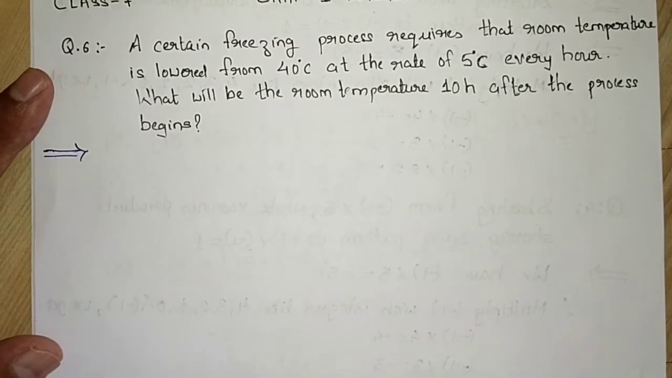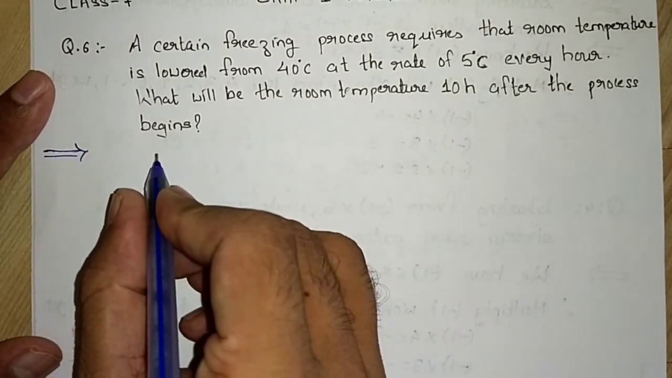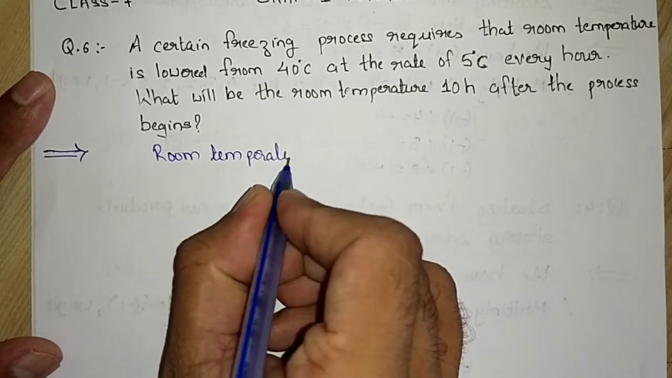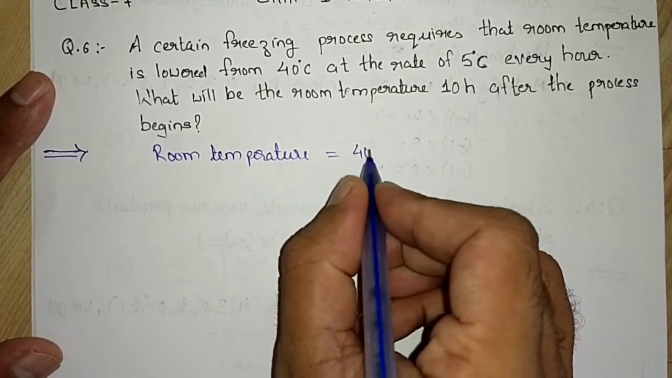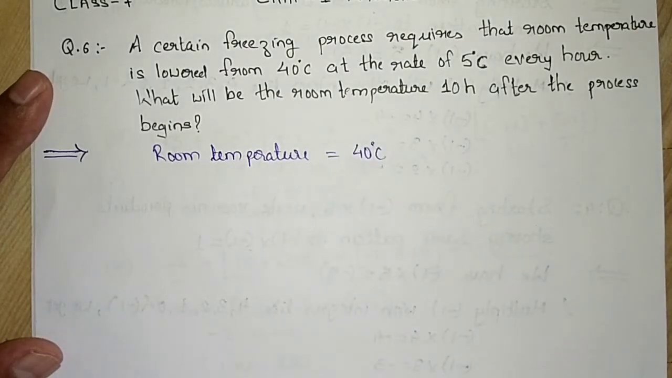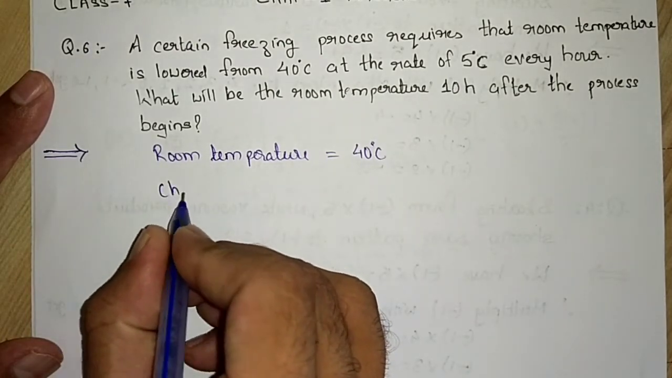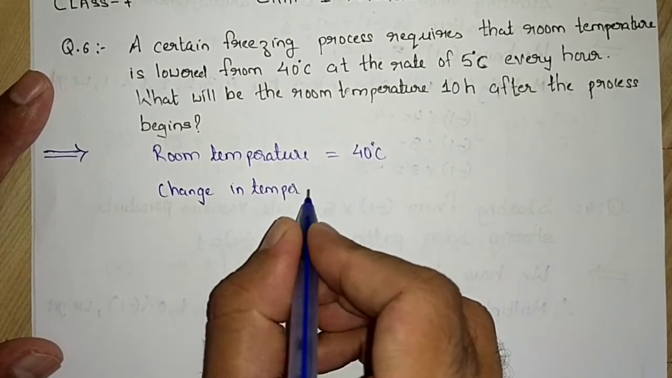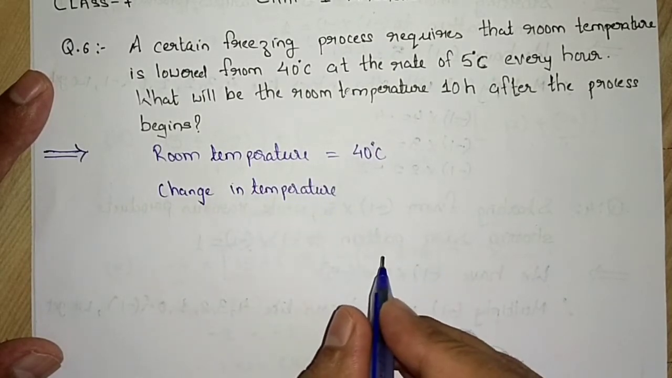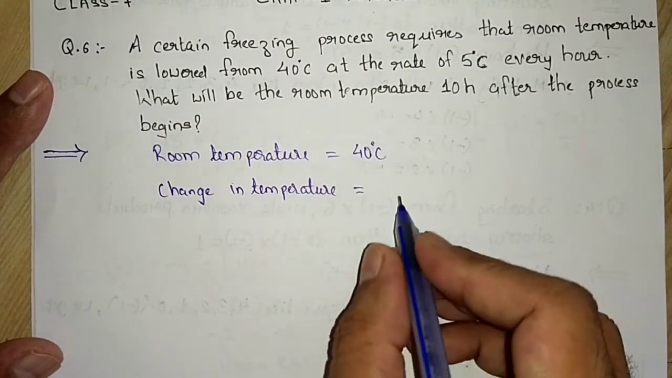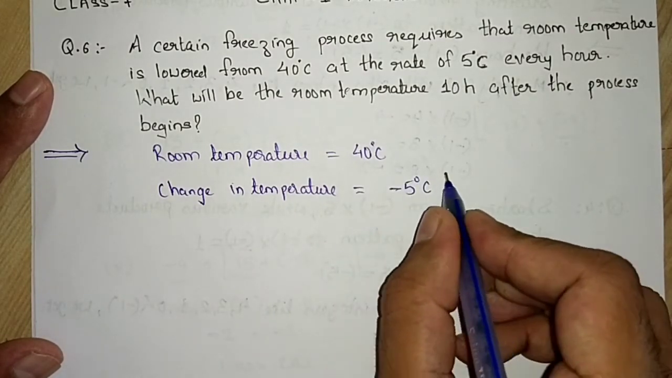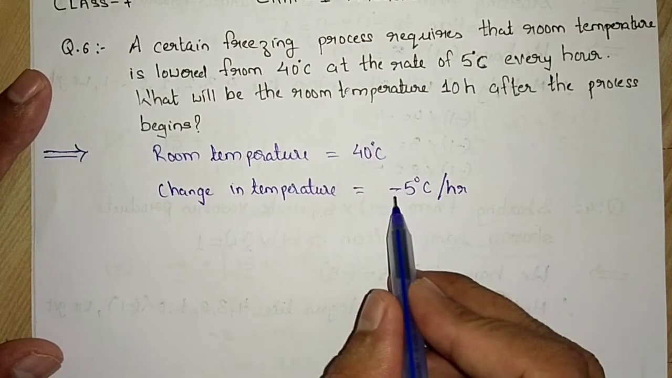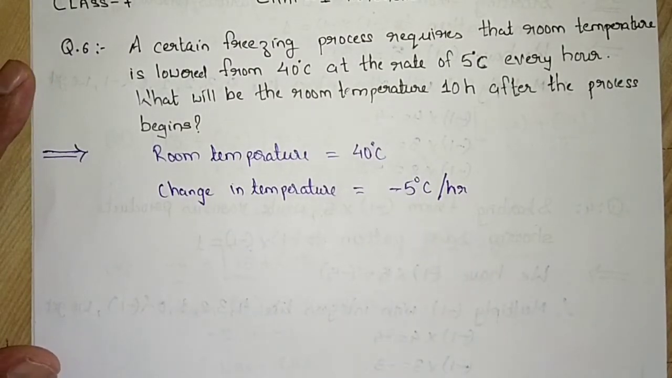So let us start. What is given? Room temperature is equal to 40 degrees Celsius. That is given. What else is given? Change in temperature is minus 5 degrees Celsius per hour. Why minus? Because it is reducing, right? 5 degrees is reducing every hour.